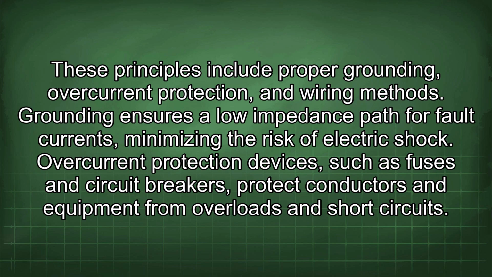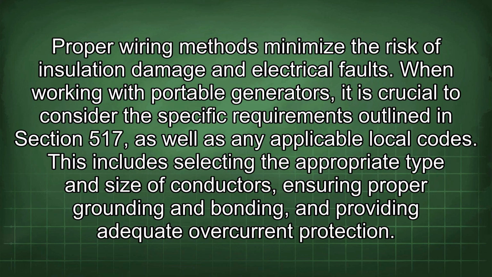Grounding ensures a lower impedance path for fault currents, minimizing the risk of electric shock. Overcurrent protection devices, such as fuses and circuit breakers, protect conductors and equipment from overloads and short circuits. Proper wiring methods minimize the risk of insulation damage and electrical faults.